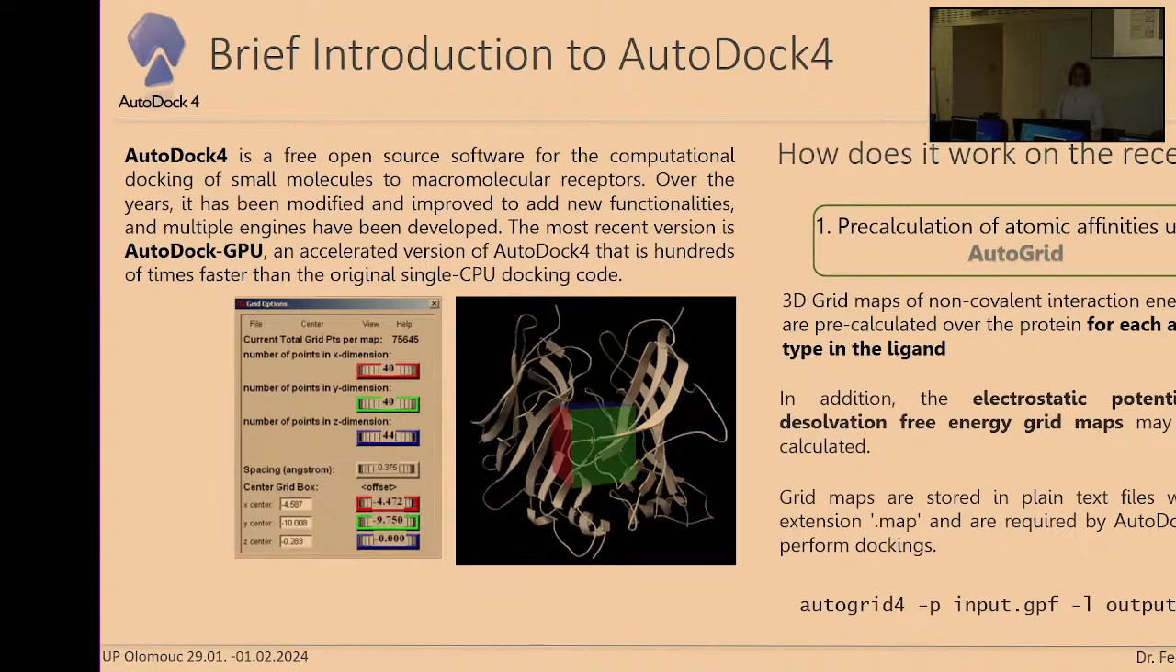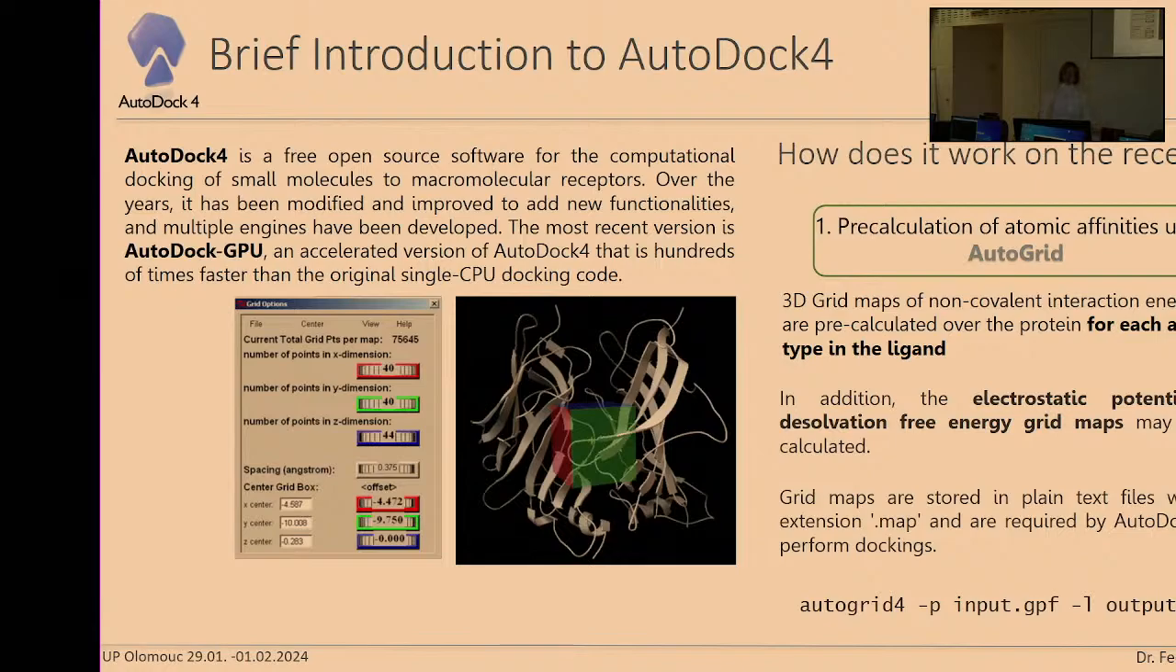So let's see how AutoDock treats the receptor. The first thing is to use AutoGrid, because when we want to use AutoDock, it is necessary to pre-calculate the atomic affinity of the ligand with its target, and then we will use the AutoGrid function. In using the AutoGrid function, we will first of all define the grid box around the binding site.